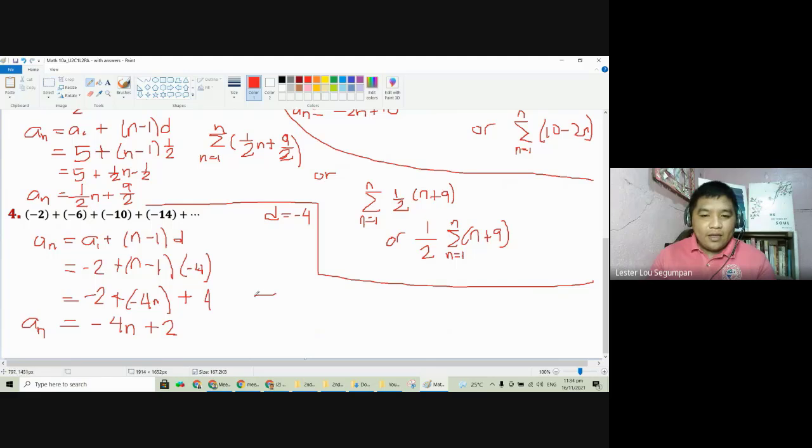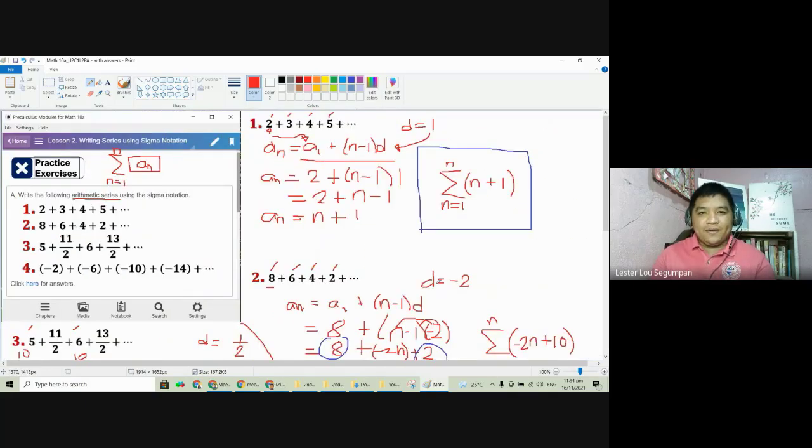And this is again what you're going to place here for your summation notation. You have the quantity negative 4n plus 2, where n starts from 1 to n. This is how we write this arithmetic series using the sigma or the summation notation. You may review this as part of your preparation.